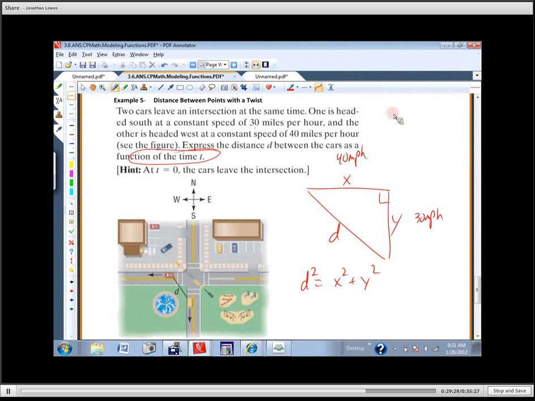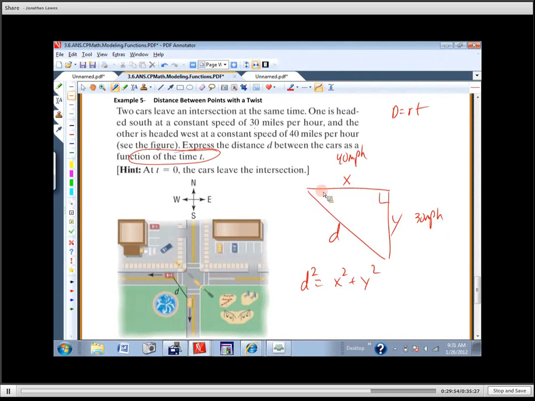What's that formula that relates distance, rate, and time? D equals RT. So how could we represent how far this one is able to go in a given amount of time? Let's say I gave it 2 hours. How far would it go in this direction? 80, right? Let's say I gave it a half hour. 20 miles. If I gave it an hour, this would be 40.